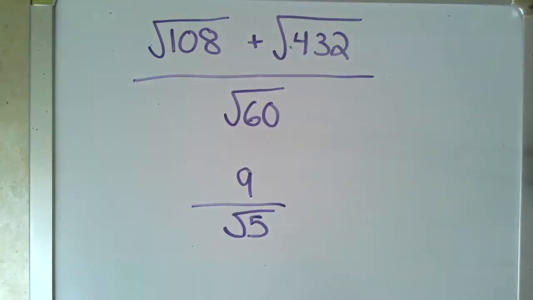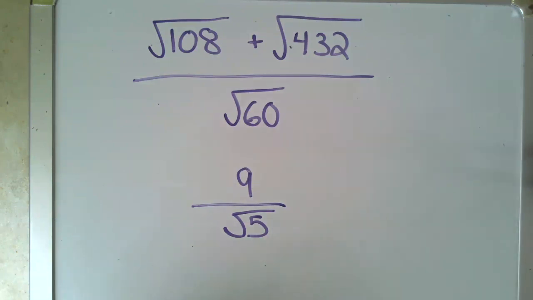And you say, whoo, I'm done, right? Wrong. Okay, your teacher's going to mark you wrong because you may not leave a square root on the bottom of a fraction. It's just one of the rules. Can't do it. So how do you get rid of the square root on the bottom? Well, you ask yourself, what would I need to multiply square root of 5 by to get rid of that square root? You would want to multiply it by itself.